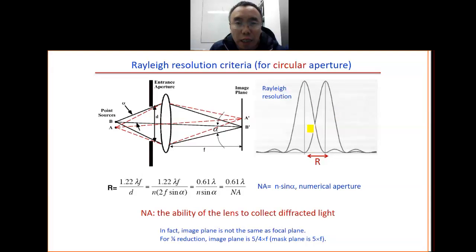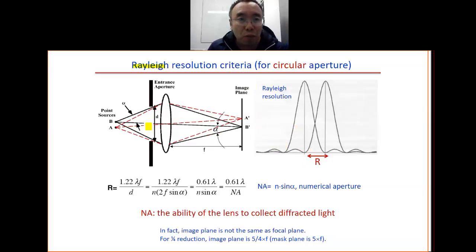Now let's look at how to define the resolution. This one was proposed by Lord Rayleigh, so it is called the Rayleigh resolution criterion. It is a criterion, which means it is kind of arbitrary. Some other people may give you different criteria, but because Lord Rayleigh is very famous, and because this criterion is relatively simple to understand, we take this one.